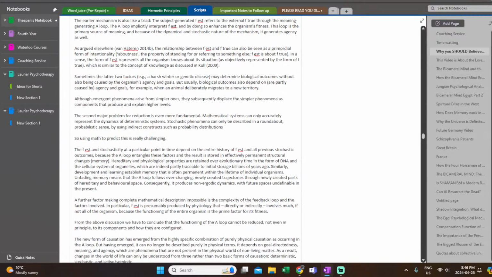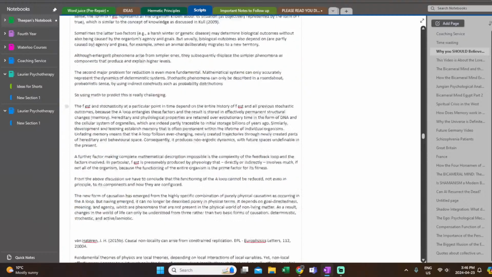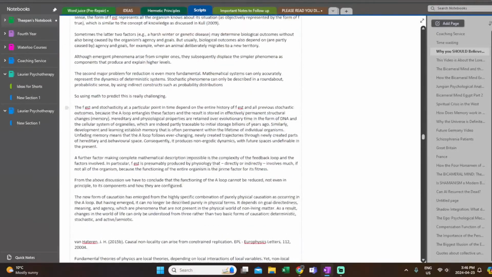So using math to predict this is really challenging. I wrote that for myself. The F estimate and stochasticity at a particular point in time depend on the history of F estimate and all previous stochastic outcomes, because the A loop entangles these factors and stores the result. The result is stored in effectively permanent structural changes, memory.